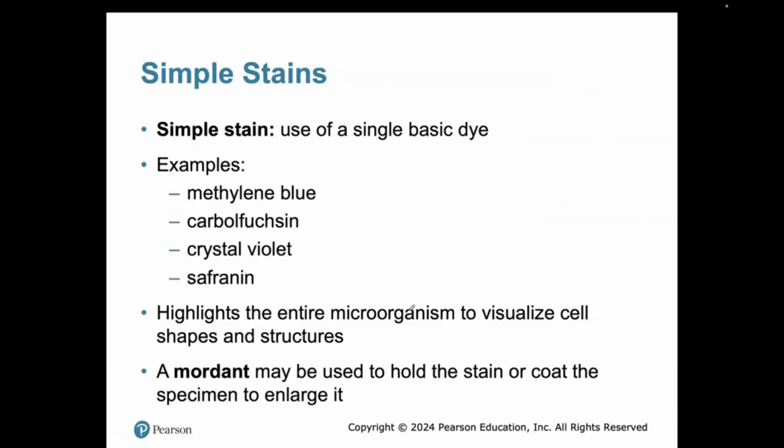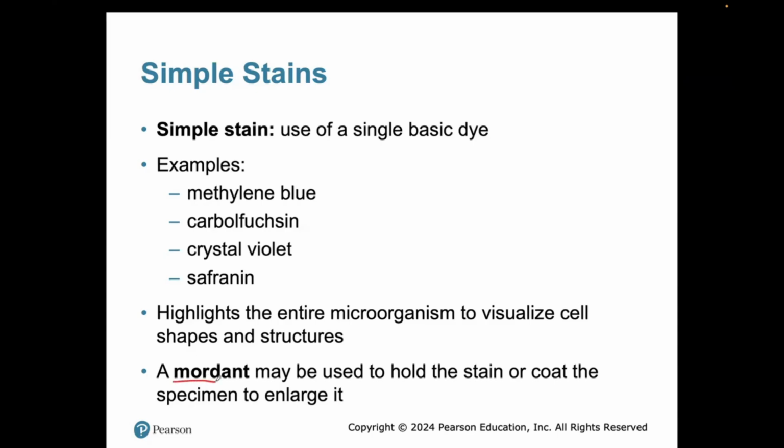All right, so let's look at some simple stains. Simple stains are basically the use of a single basic dye. When looking at these examples, that means I'll use one stain, such as methylene blue, carbol fuchsin, crystal violet, or safranin, just to stain or highlight a certain feature. This highlights the entire microorganism to visualize cell shapes and structures.